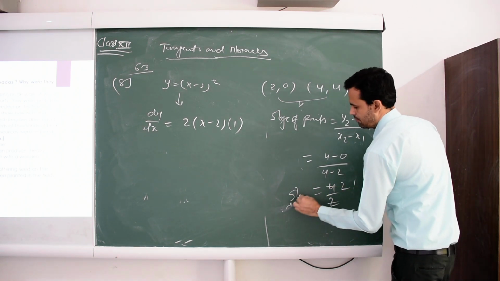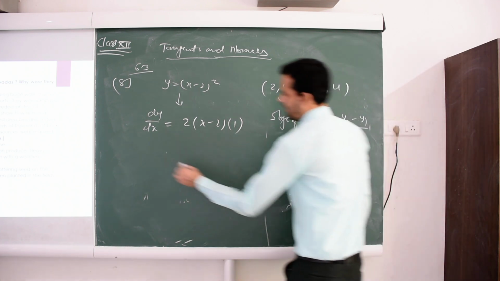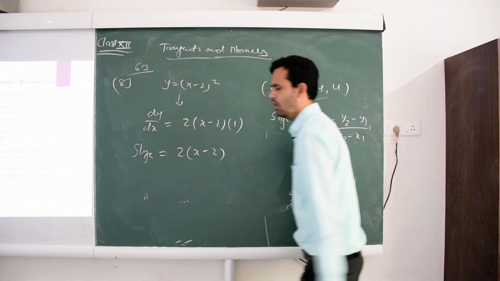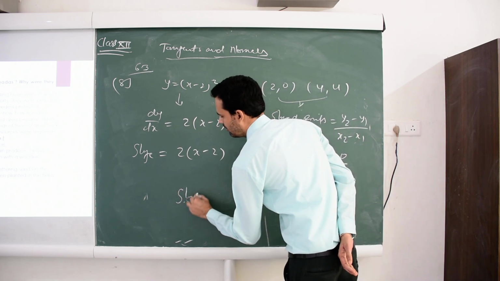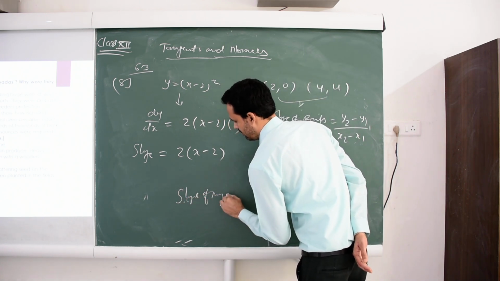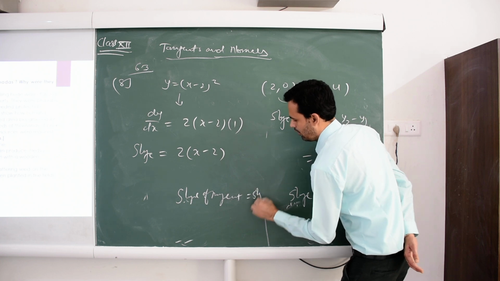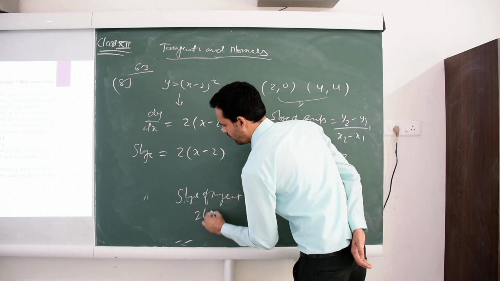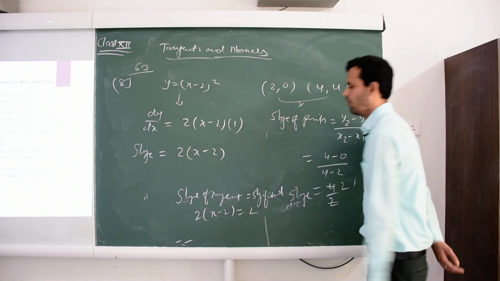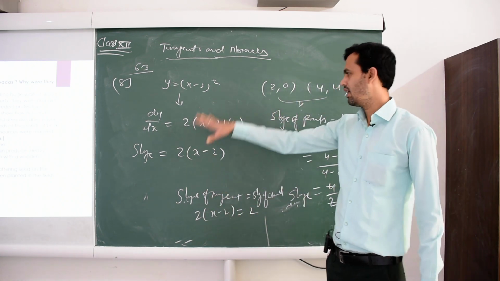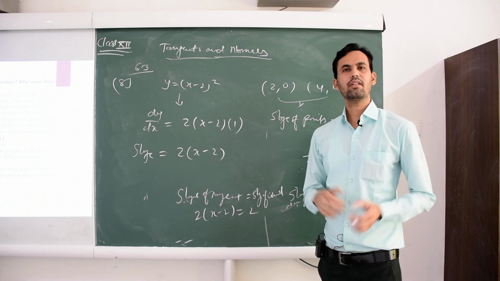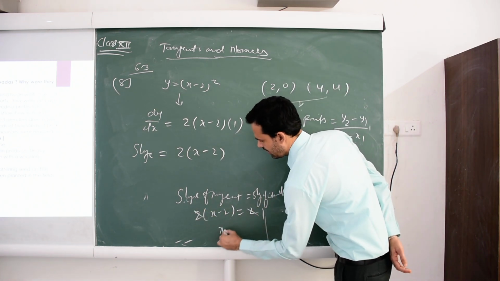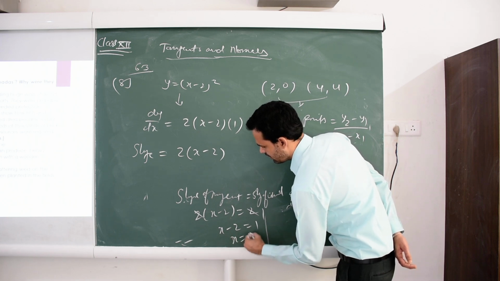So the slope of the chord is 2, and the slope of the tangent is 2 into x minus 2, and both slopes are equal. So 2 into x minus 2 equals 2. Why are these two equal? Because the lines are parallel, and if the lines are parallel then the slopes are equal. So 2 cancels by 2, x minus 2 equals 1, x equals 3.